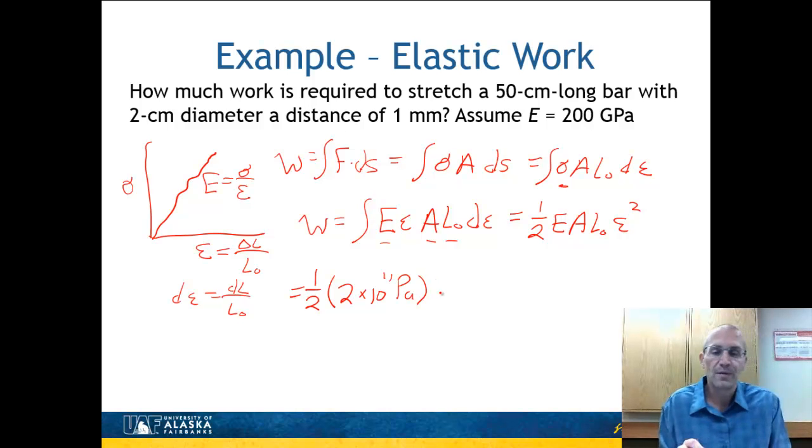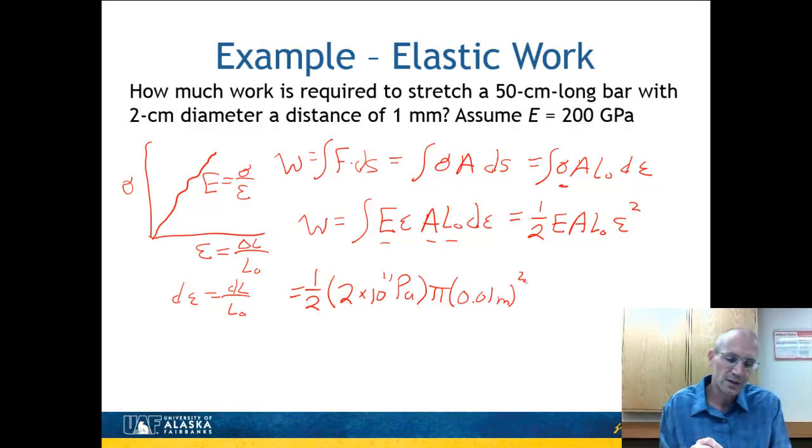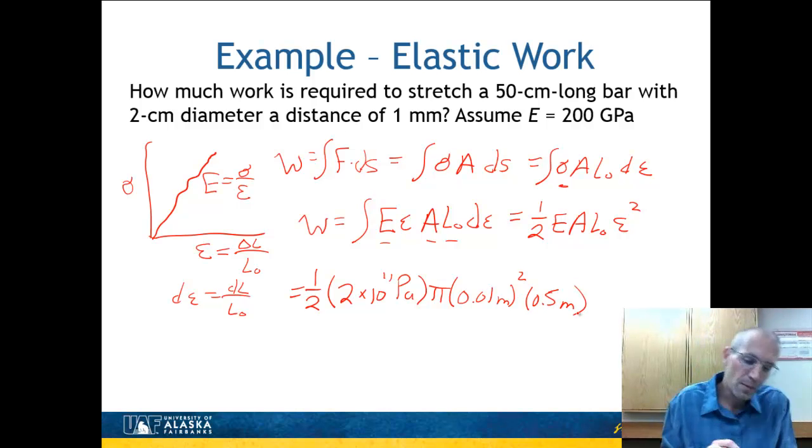My cross-sectional area, so if this is a circular cross-section bar, it would be pi r squared. So I'll do pi, and the radius would be 1 centimeter, or 0.01 meters, squared. So that's the area, pi r squared. L naught initially is 0.15 meters.